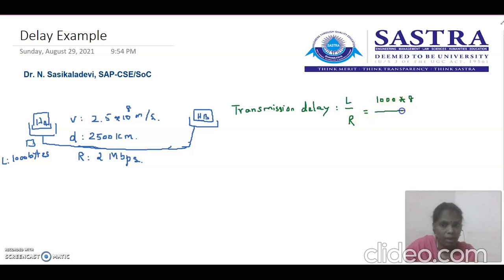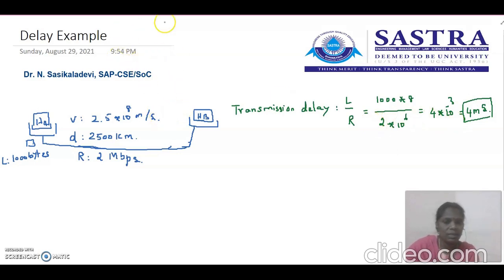What is the capacity of the channel? The channel is 2 megabits per second, that is 2 into 10 power 6. So this is equal to 4 into 10 power minus 3, which is 4 millisecond. See, transmission time is very small, a negligible value, 4 millisecond, because the channel capacity is in terms of megabits.